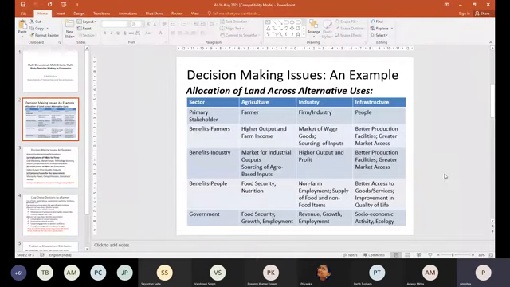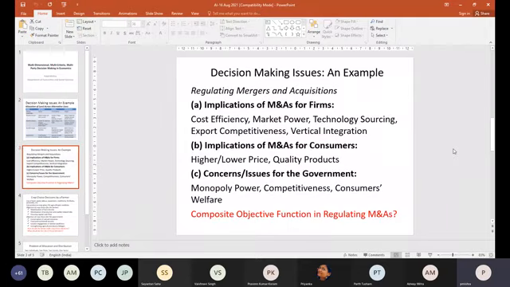Okay, let us move to the next example. Another decision-making example, say the government wants to regulate mergers and acquisitions. Now, mergers and acquisitions are very, very important strategies for farms. But when we talk about the regulatory decisions, we need to understand what may be the implications for the farms and what may be the implications for the consumers. I'm just assuming that there are two sets of major players in the market, that is the farms and the consumers. And depending on the implications for the farms and the consumers, the government needs to decide the regulatory structure.